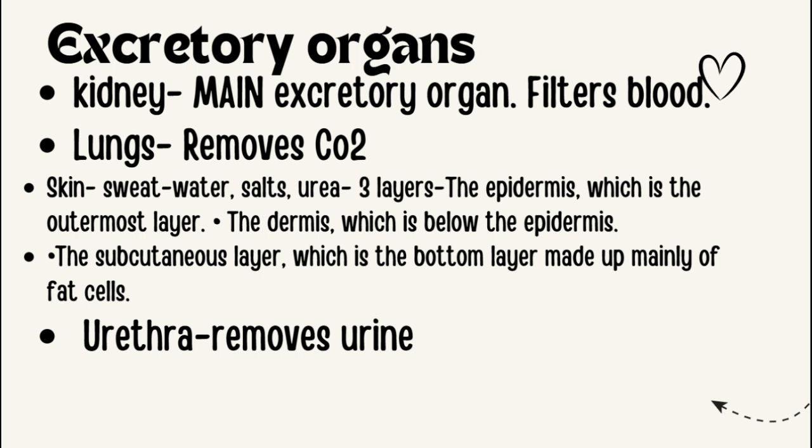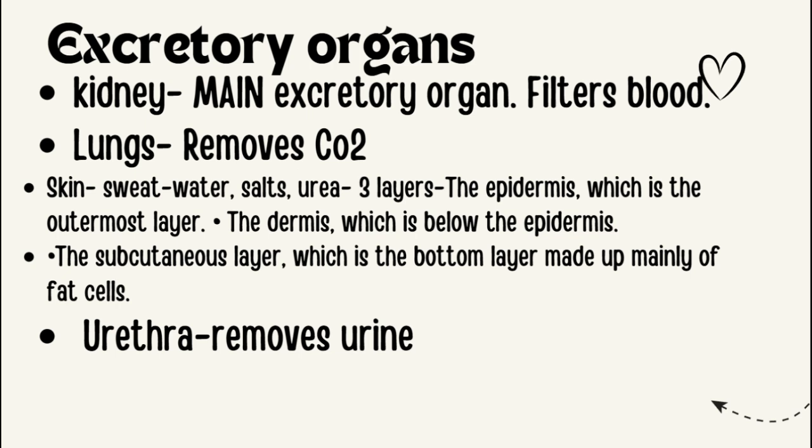And I always say that the skin is the biggest organ, made up of three layers: the epidermis, which is the outermost layer, the dermis, which is below the epidermis, and then we have the subcutaneous layer, which is the bottom layer, made up primarily of fat cells. So even though the focus is on the kidney and it is the main excretory organ, we also have the lungs that serve their role. We also have the skin that serves its role.